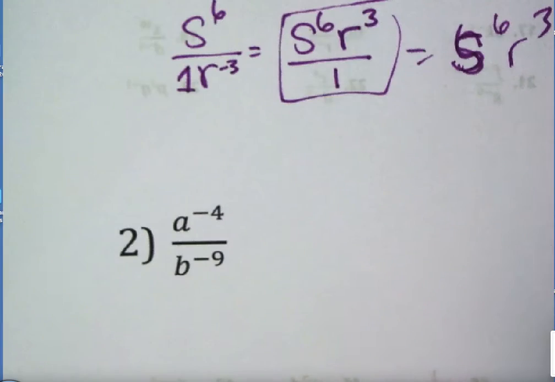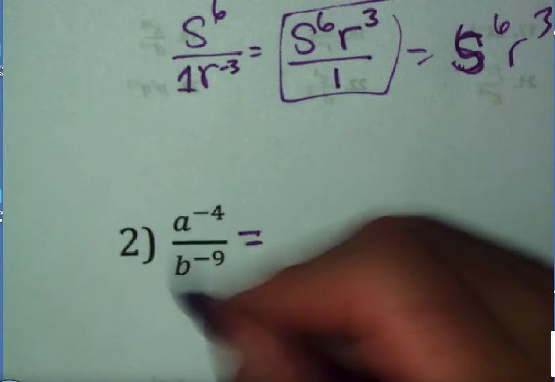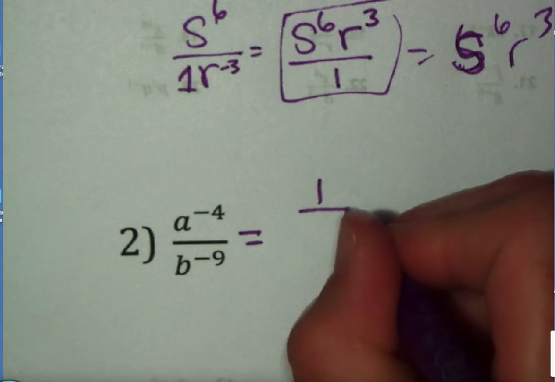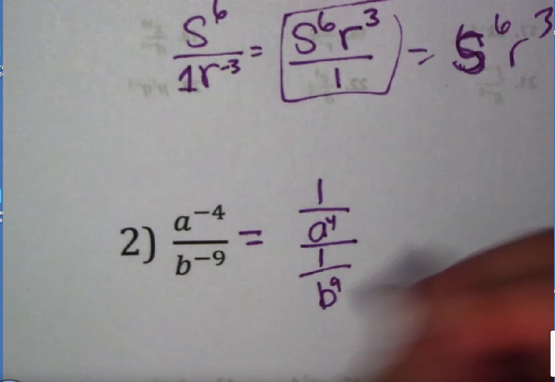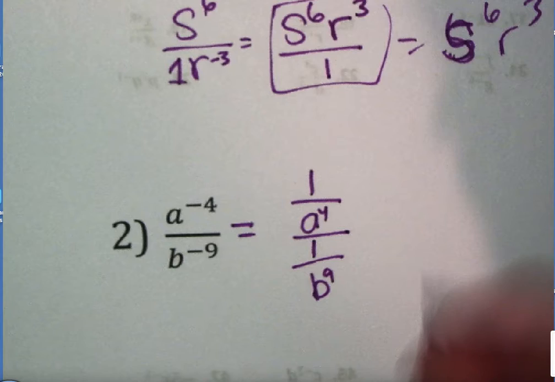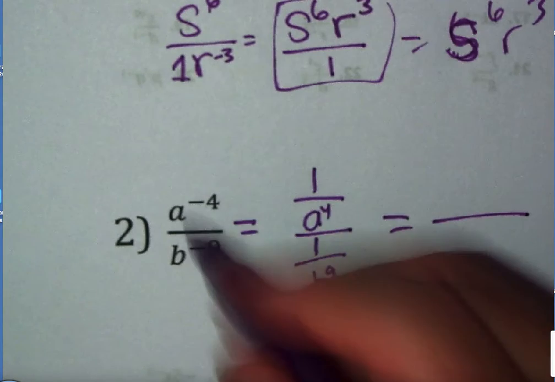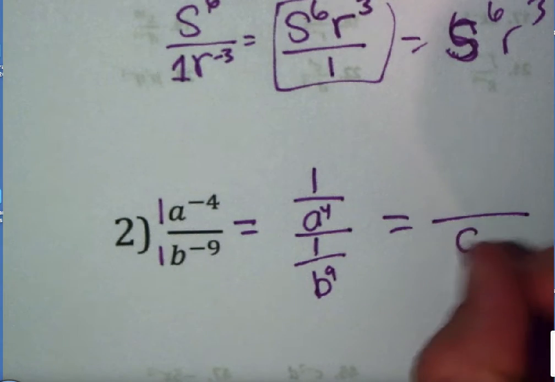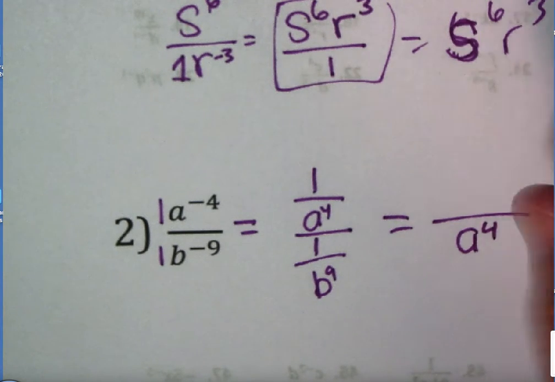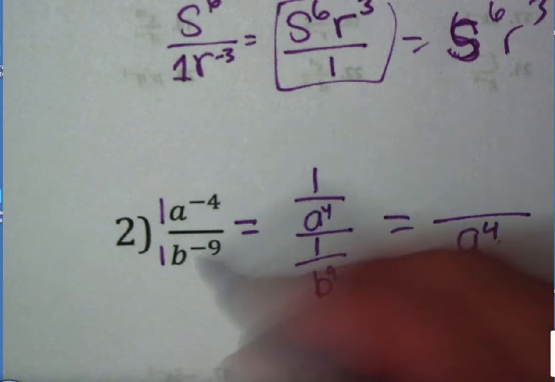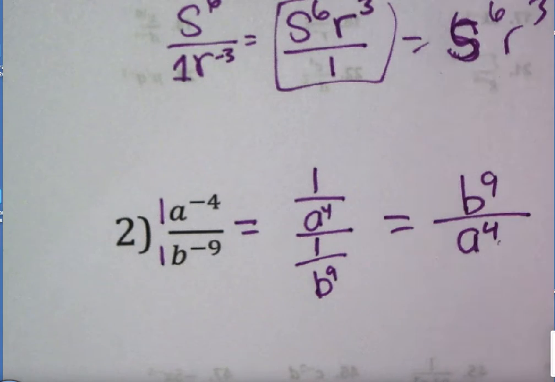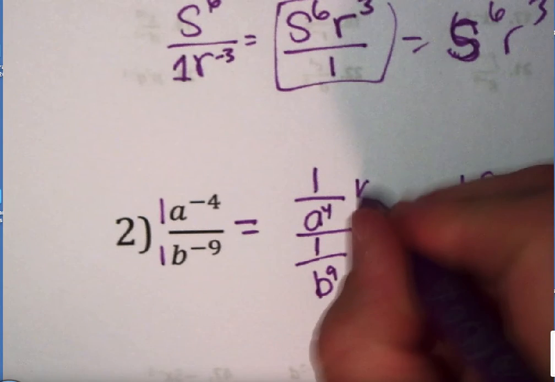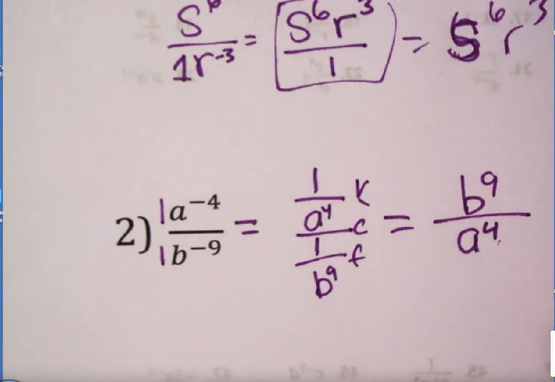All right, number 2. Can't have negative exponents, so we could write this as 1 over a to the 4th, 1 over b to the 9th, but that's just wonky. In the end, a moves to the denominator, and b to the negative 9th moves up to the numerator as a positive 9. Because if you keep, change, flip, this is what you'll end up with.